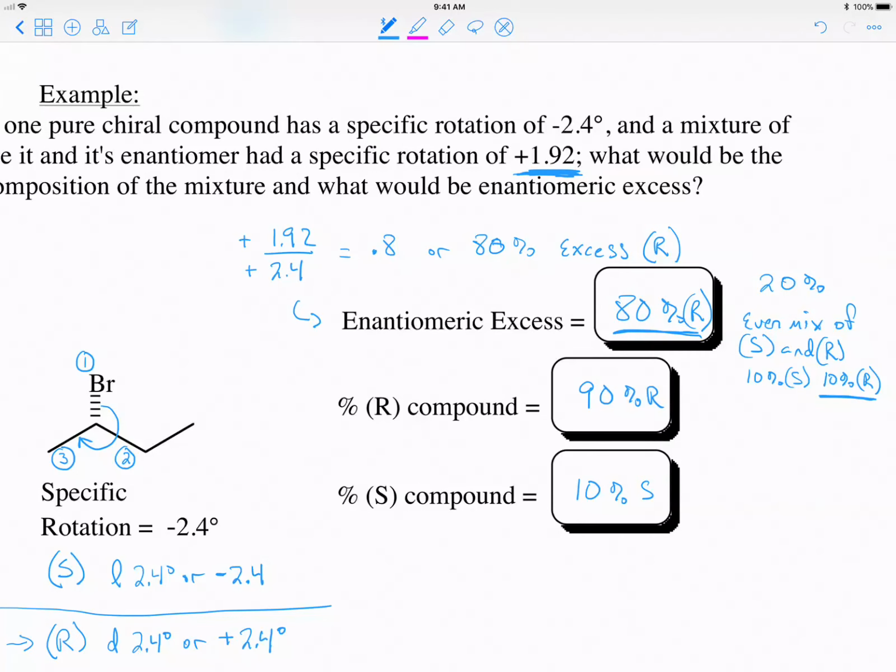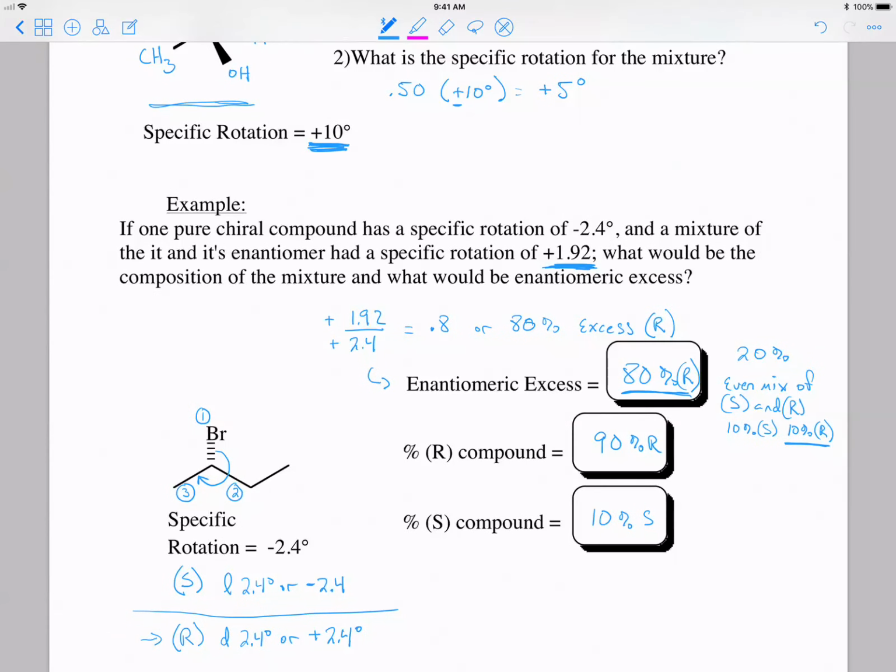That would give me, once 10% of the S canceled out with 10% of the R compound, 80% of the R in excess and 20% of an even mix of R and S that canceled out. That's normally how these problems are done. You normally know the specific rotation of at least one of your isomers. That gives you the specific rotation of the other one, which is going to be equal but opposite direction. And then as long as you know what the mixture rotates up here, you can figure out the percentages of the different compounds in your mixture.